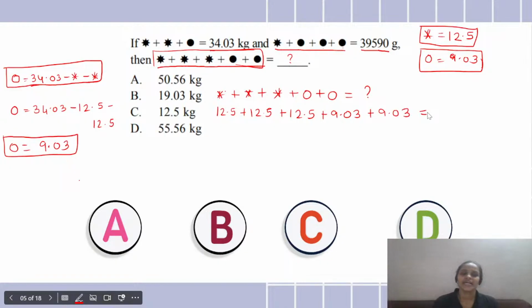So we can simply add them and we can find out. So the answer that we get is 55.56 kg. So the correct answer is option D. Correct answer is option D.